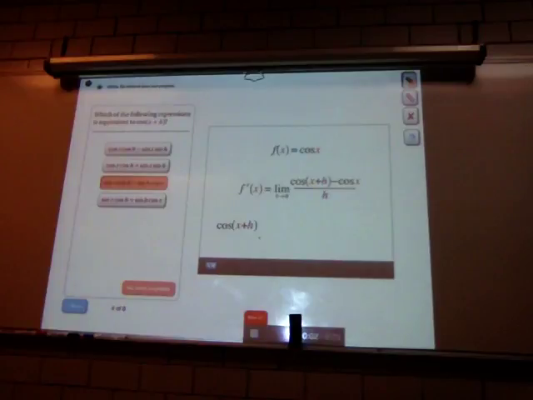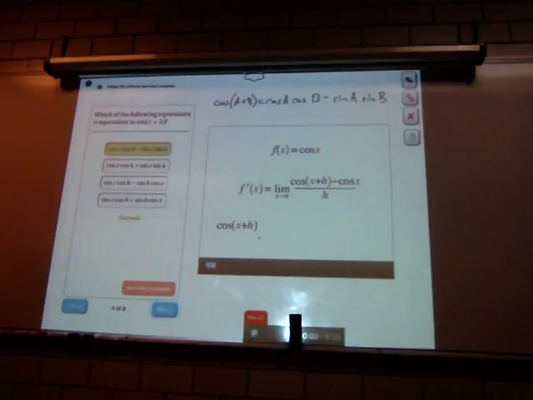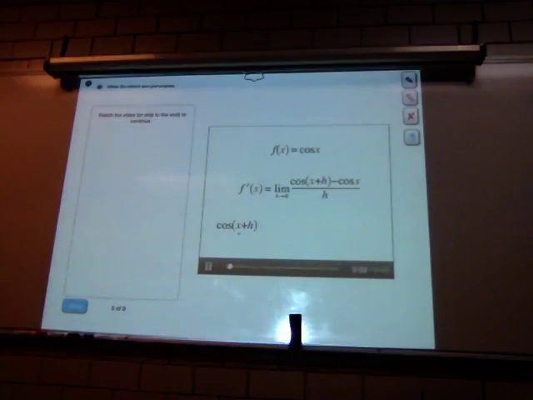The identity that you want here is that the cosine of a plus b is equal to the cosine of a times the cosine of b minus sine of a times the sine of b. Try plugging in x and h for a and b to get the answer. Okay. Right. You can use the addition identity for cosines. The cosine of x plus h equals cosine x cosine h minus sine x sine h.